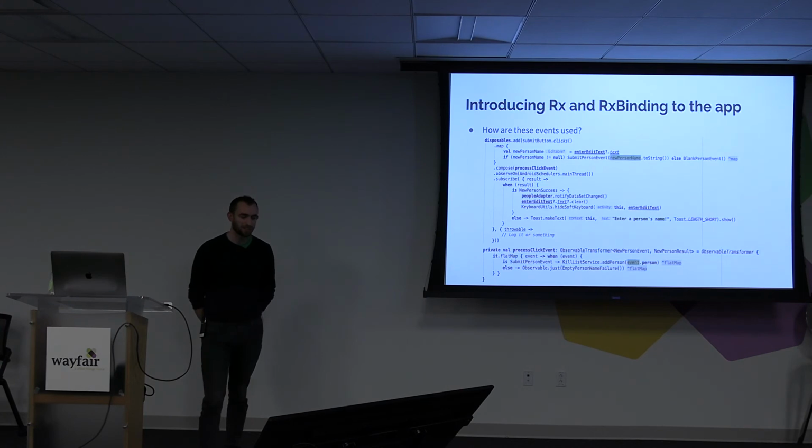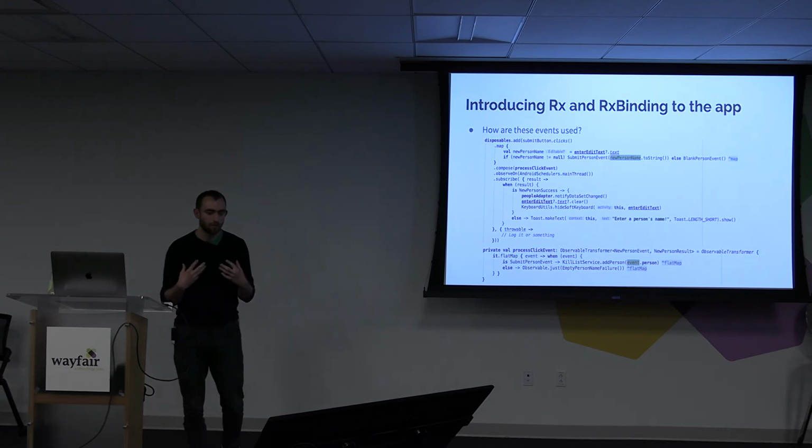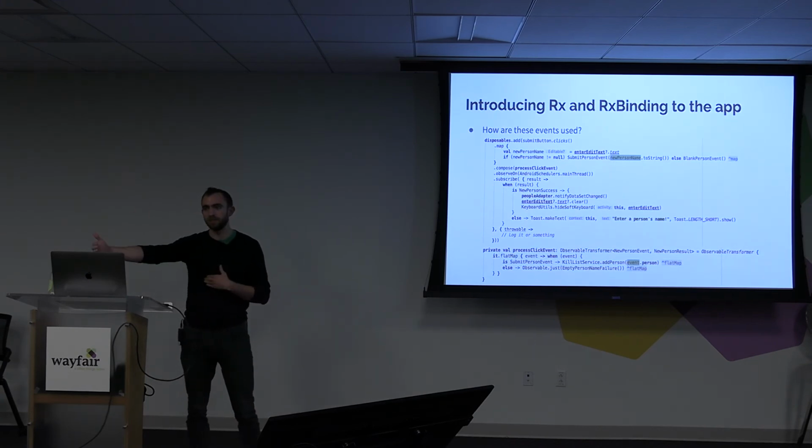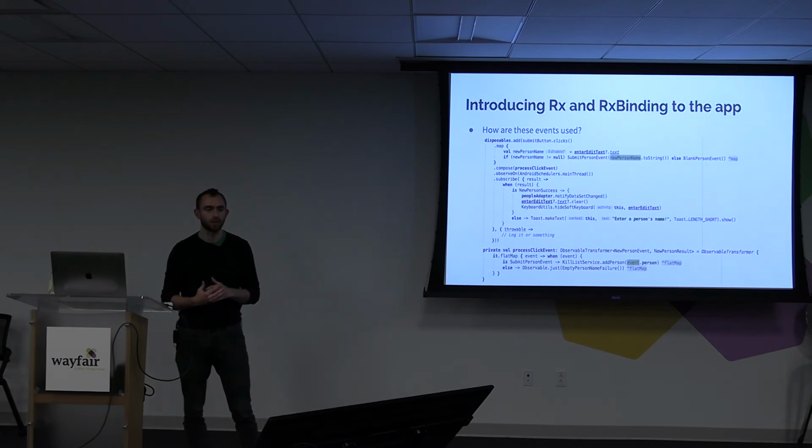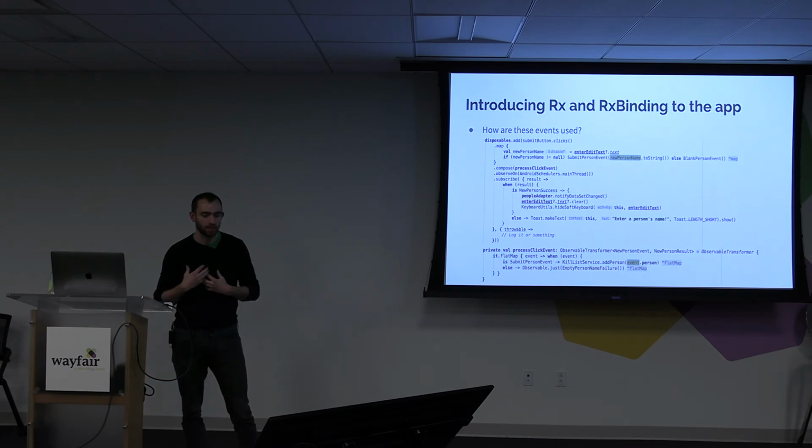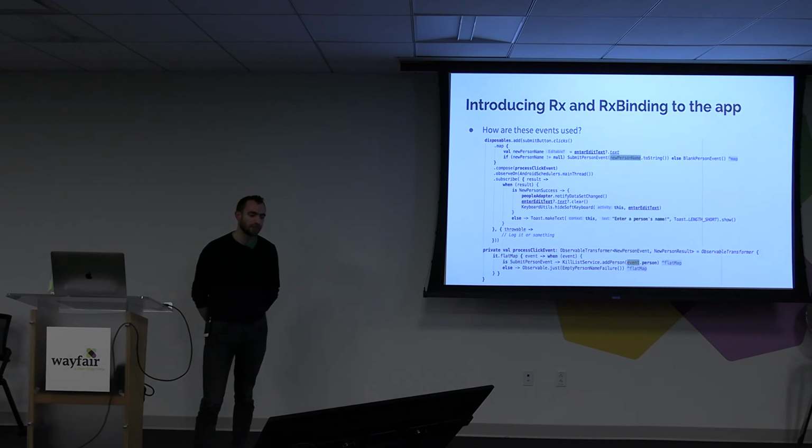But as far as the process click event goes, this is a very straightforward transformer. All it does is it takes in a new person event and it gives out a result. And again, we're working with our data types now. We're no longer working with these side effects that are happening. We're coming in with an event and we're returning a person result. So in this case, if it is a submit person event, we're going to pass it to the service to add the person. Otherwise, we're just going to stream an empty result.